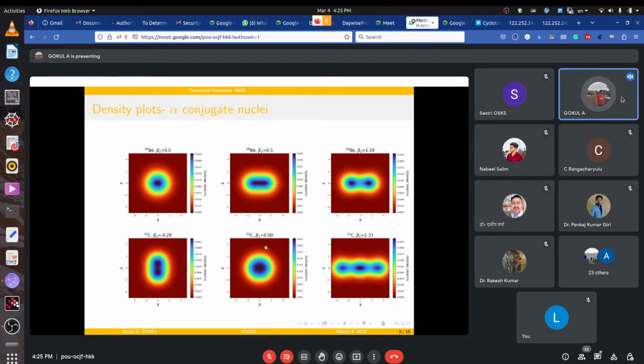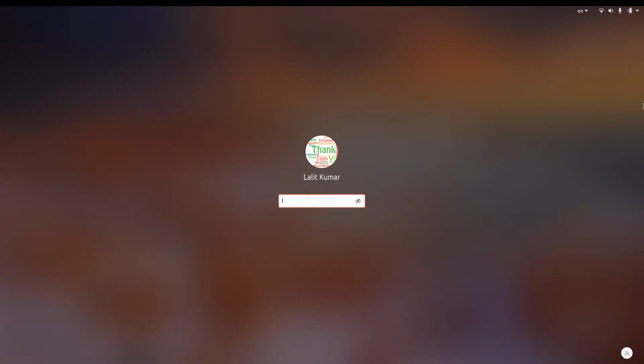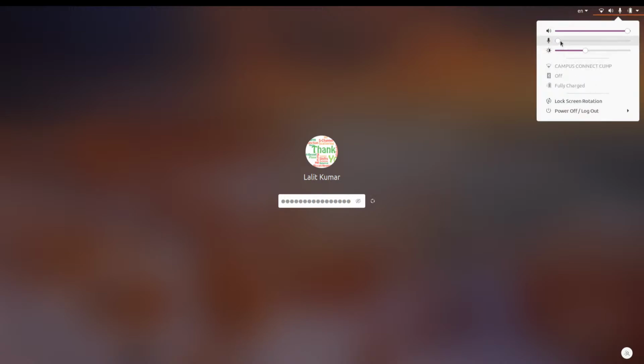here also at 0.0 we have found it to be spherical. But at minus 0.29 beta 2, we have an equilateral triangle-like structure. It is actually seen as a triangle, but other studies have found that this is an equilateral triangle with the third cluster in the middle, visible with the difference in localization. As we increase the beta 2 to the 2.33 range, we attain a 3 alpha linear chain-like structure.